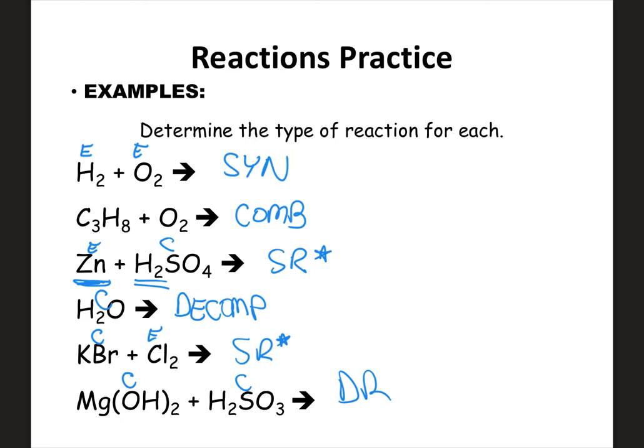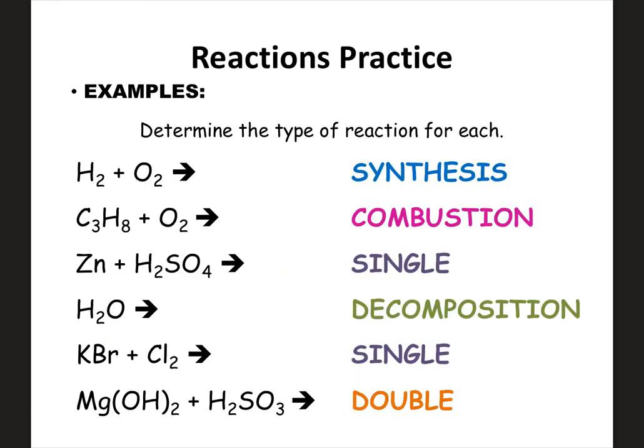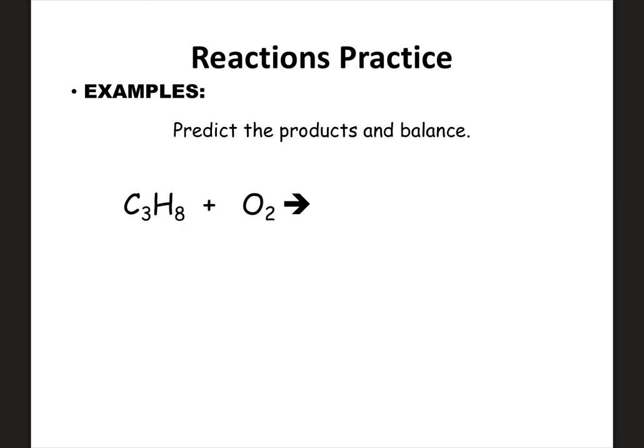So you always analyze the reactants, and that will tell you what type of reaction it's going to be. So there's the answers again for the types here for these different reactions. And now what we're going to go through and do is try a few of these to see if we can predict the products. All right, so we're going to try this example here. We're going to try to predict the products and balance the reaction.